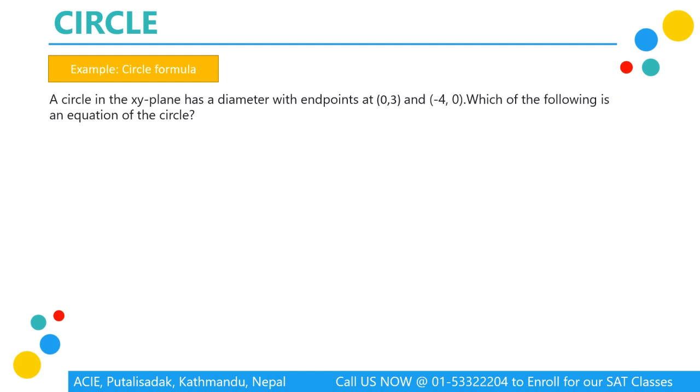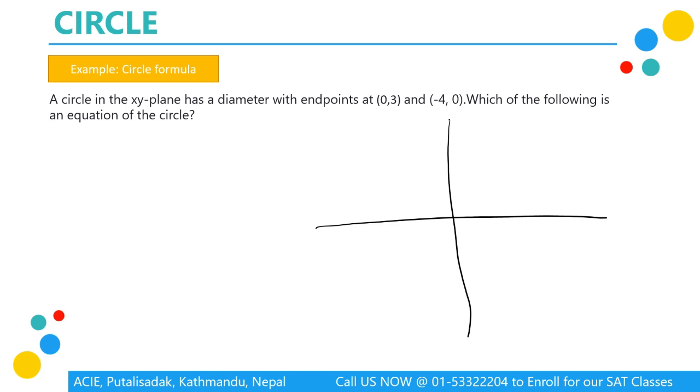Here's a quick and easy example. A circle in the xy plane has a diameter with endpoints at 0, comma 3 and minus 4, comma 0. Which of the following is an equation of the circle? For a circle or any geometry-related question, it's better if you can visualize the figure. If not, you can always plug in those points. Here, I'll just make it real quick.